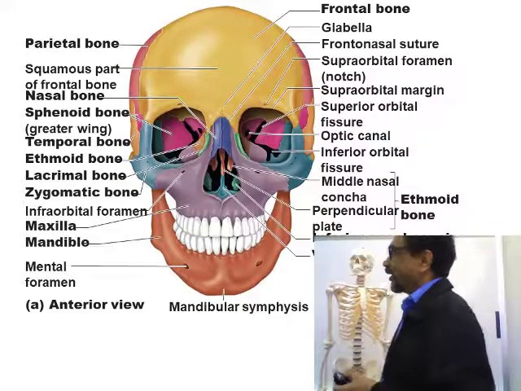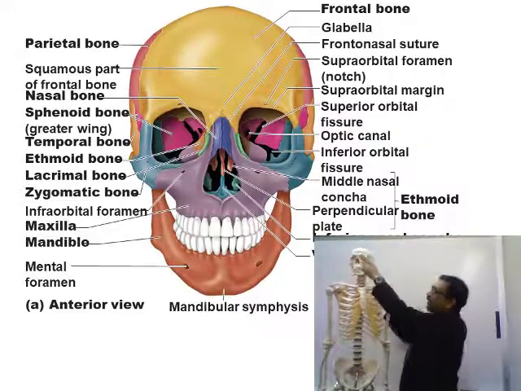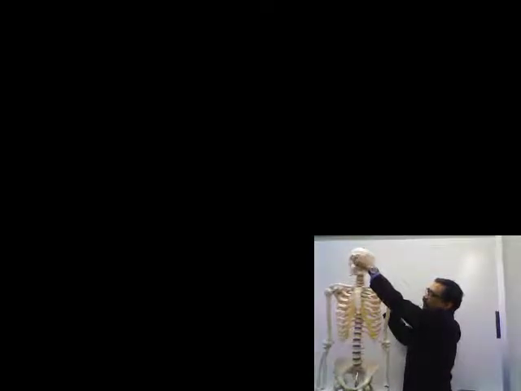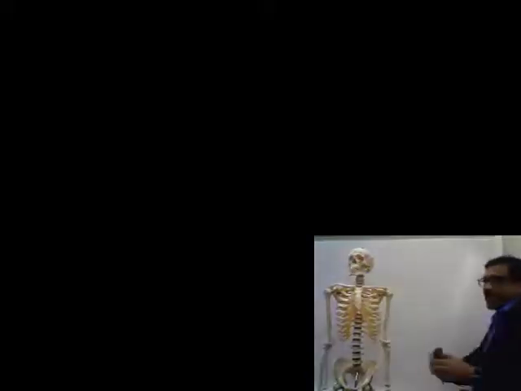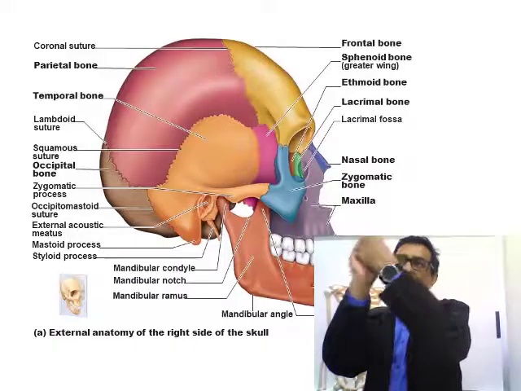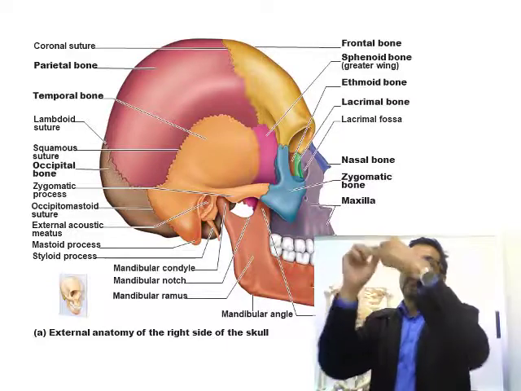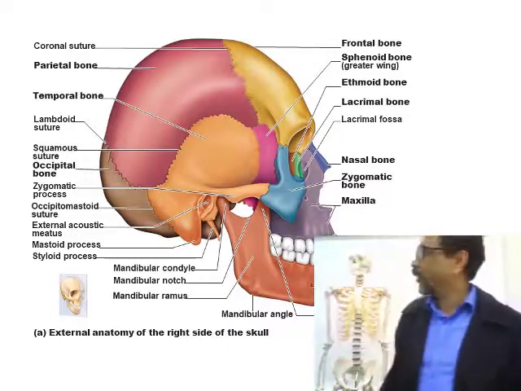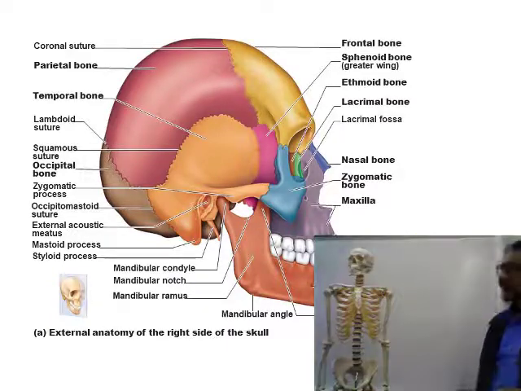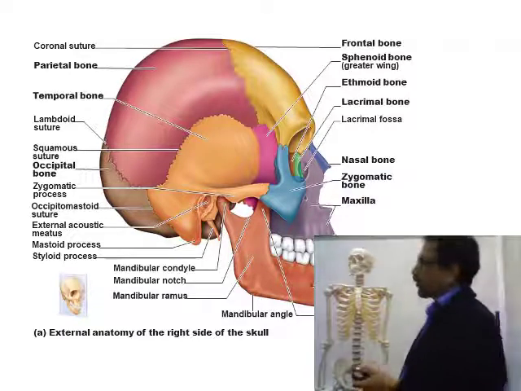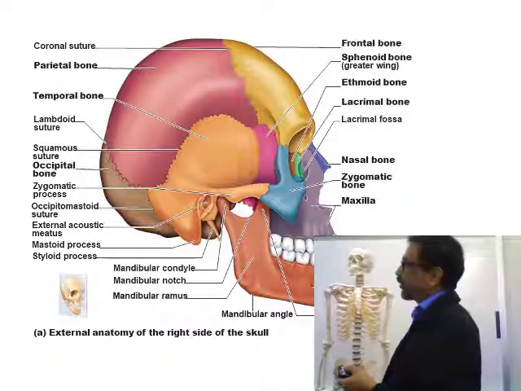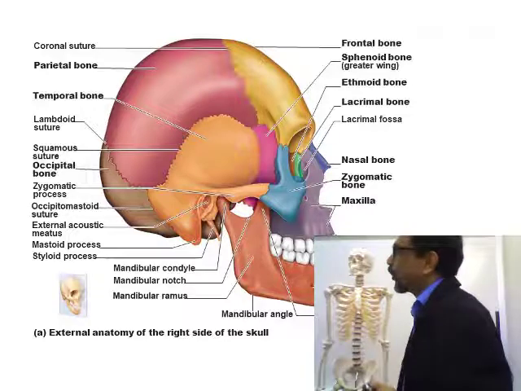Lacrimal bones. Behind the nasal bones, you have lacrimal bones. Lacrimal bones have a fossa called the lacrimal fossa, in which the lacrimal sac sits, from where the tear, the water, comes out. So those are the facial bones you can see here.